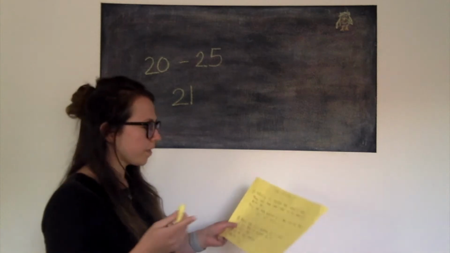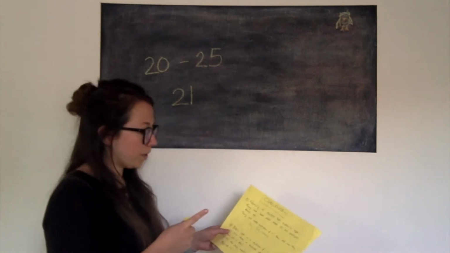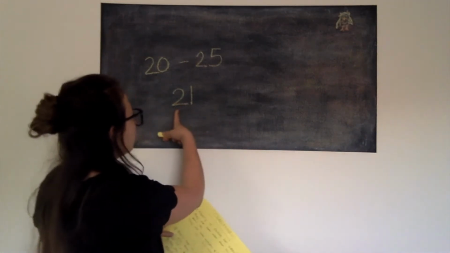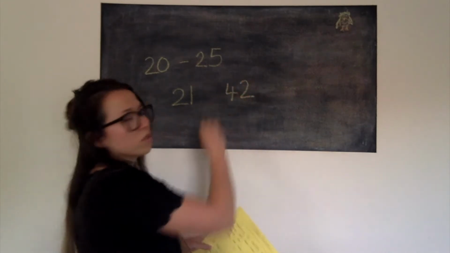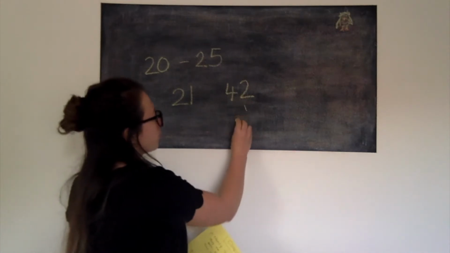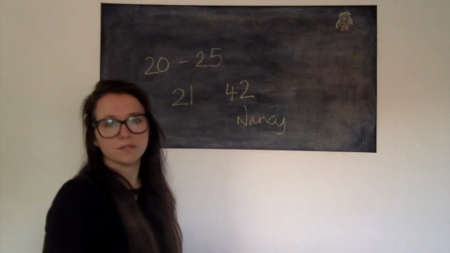Okay, but then Nancy isn't 21, it's her sister who's 21. So Nancy is double her sister's age. So if we double 21, that gives us 42. Also a multiple of 7, and so Nancy must be 42, and her sister is 21. Hopefully you got that.